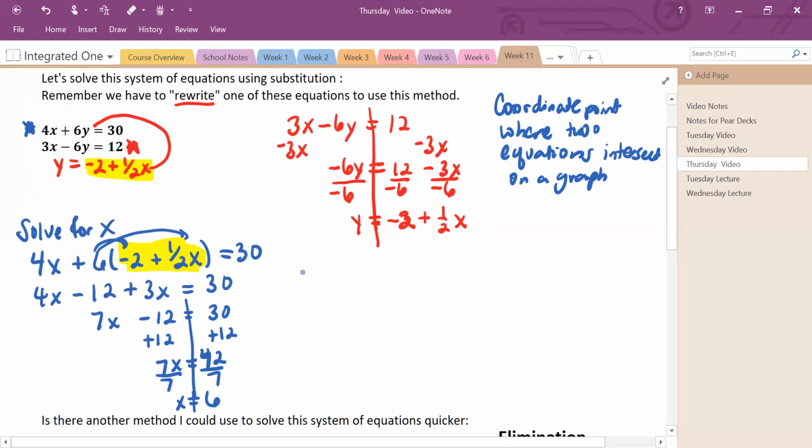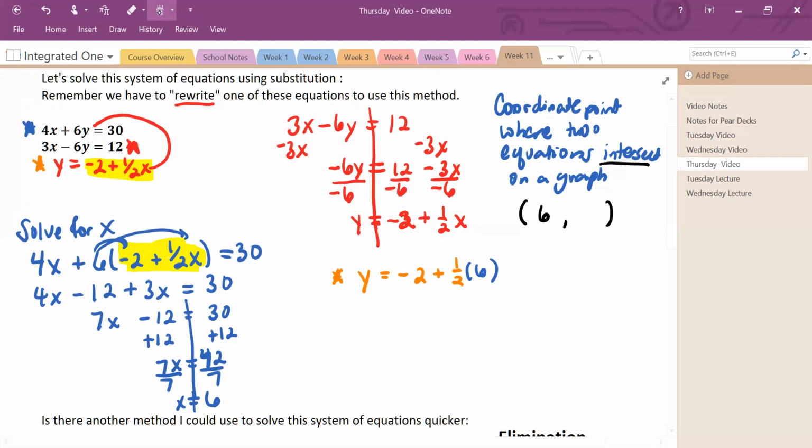All right, now that I've solved for x, I need to find that y coordinate. I have the x coordinate, which is 6. I need that y coordinate, where they intersect. So now I have to put that x coordinate back into one of these two, but I already have a y equals. So I have y equals negative 2 plus 1/2 x. Well, I know what x is. X is 6. So I just put in 6 for x.